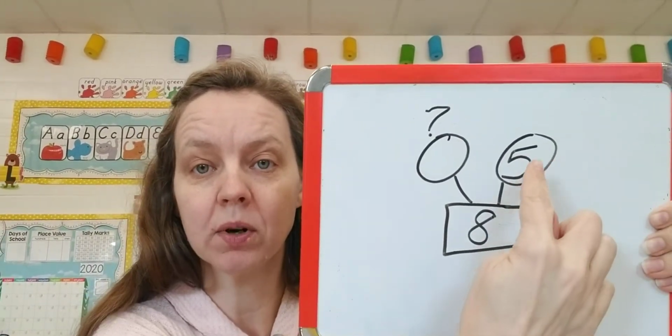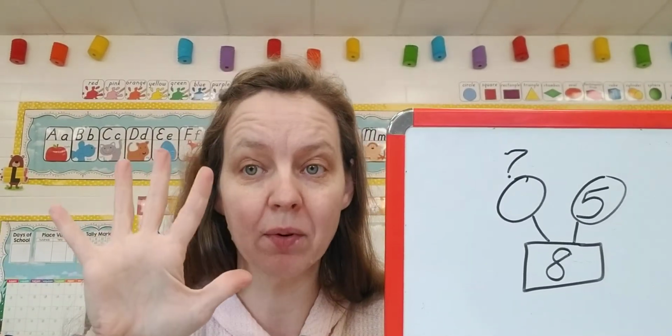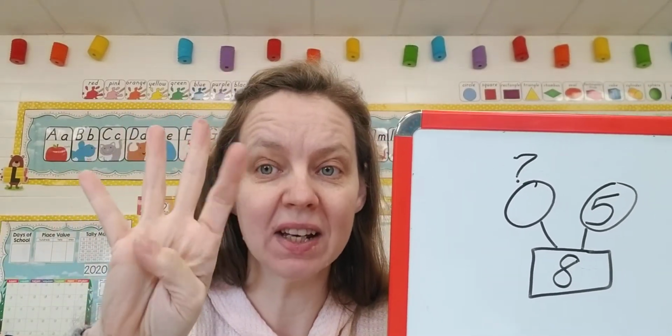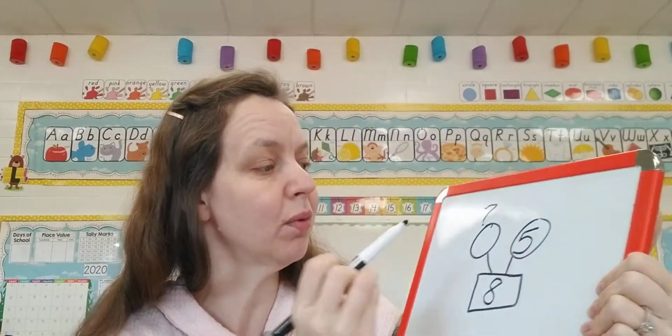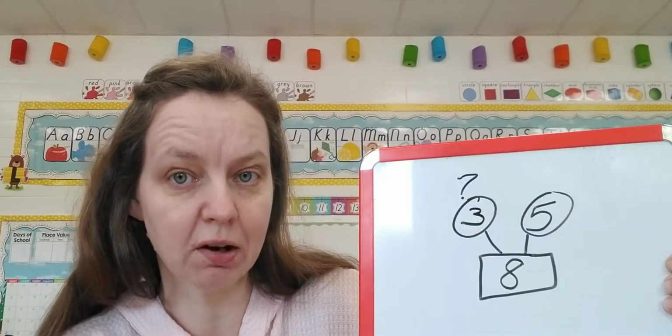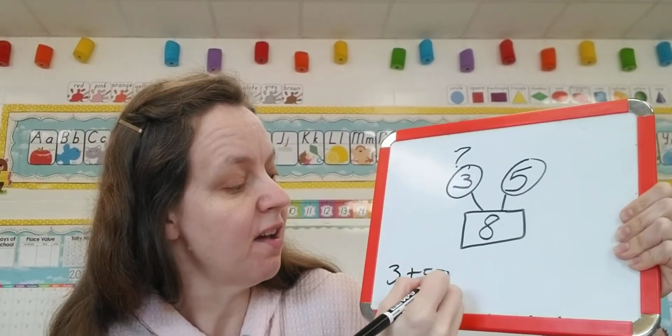I'm going to count backwards by 5. So I'm going to start at 8 and I'm going to count backwards 5. Ready? 8, 7, 6, 5, 4, 3. There were 3 in there at pasture before the other 5 came. And my number sentence would be 3 plus 5 equals 8.